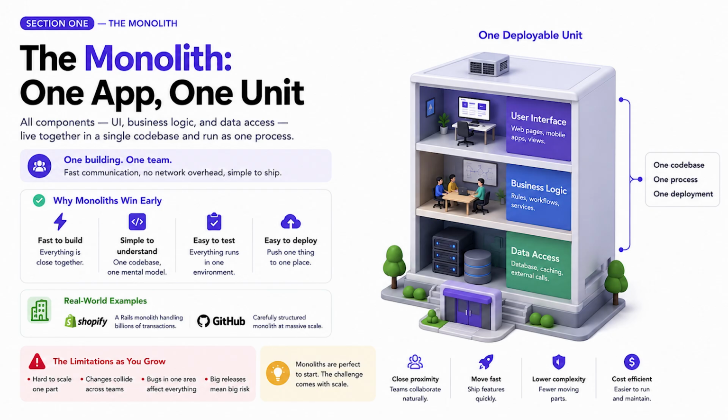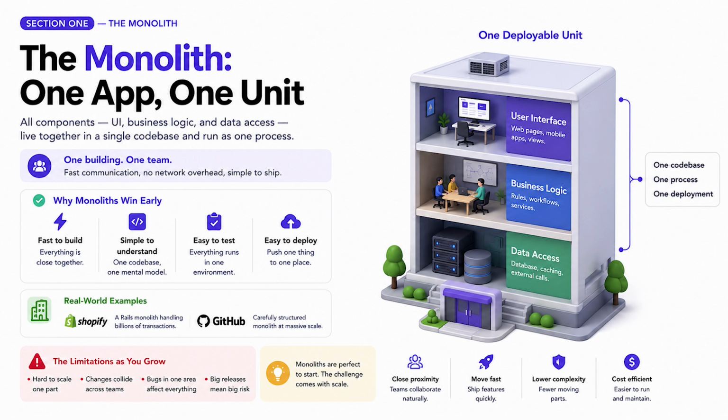Shopify is a monolith. Their Rails application has run with thousands of concurrent developers and handles billions of transactions every year without microservices. GitHub is also effectively a monolith, structured carefully to stay manageable at scale. These are not examples of teams that have not got around to modernizing. These are deliberate architectural decisions made by some of the best engineers in the world.